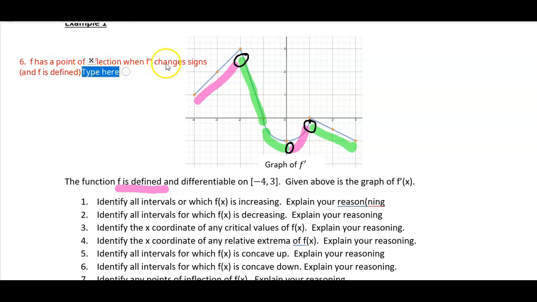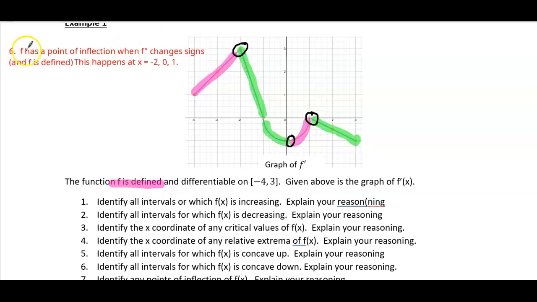So f has a point of inflection when f double prime changes its signs, and that means where f prime is changing its slope, and this happens at x equals -2, 0, and 1. Now, that's the answer number 6, but just so you guys know, I'll give you an example.